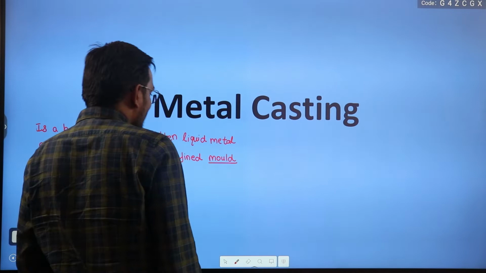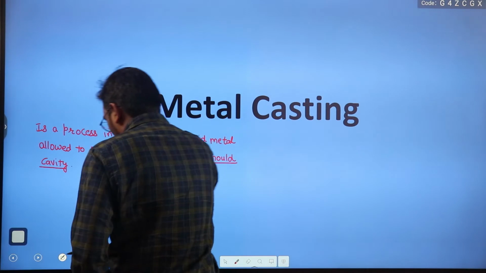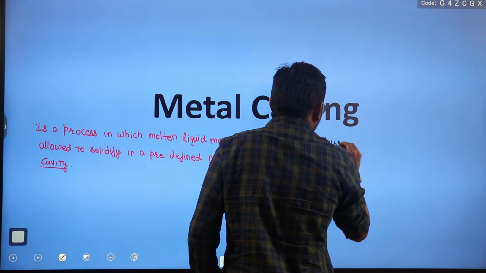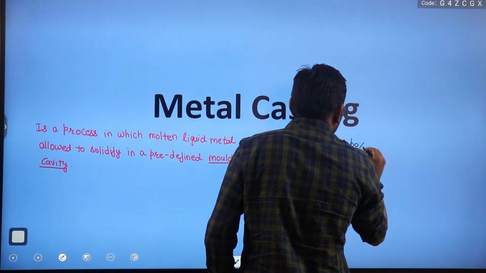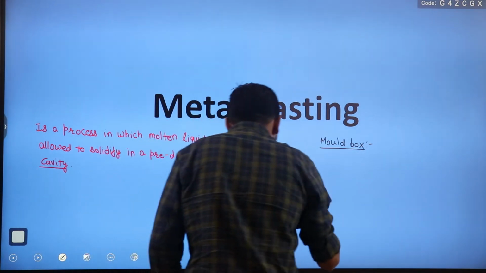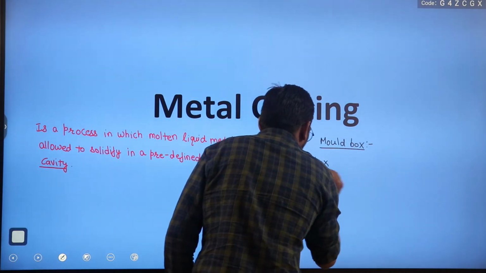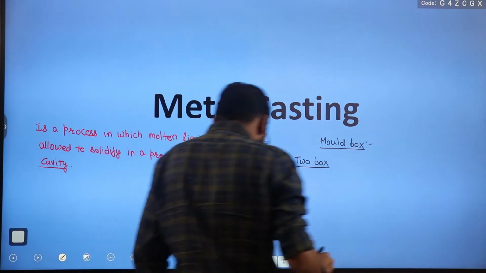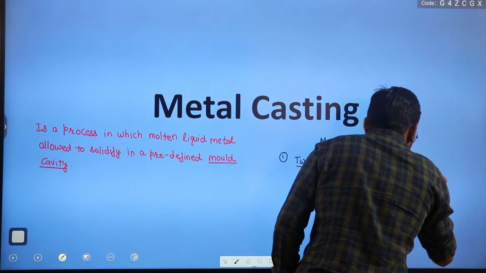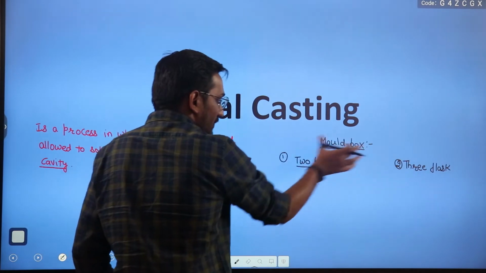Now suppose this mold box, if I can write here, this mold box is of two types. First one is two box and the second one is three flask. This mold cavity we can make like two box or three flask.